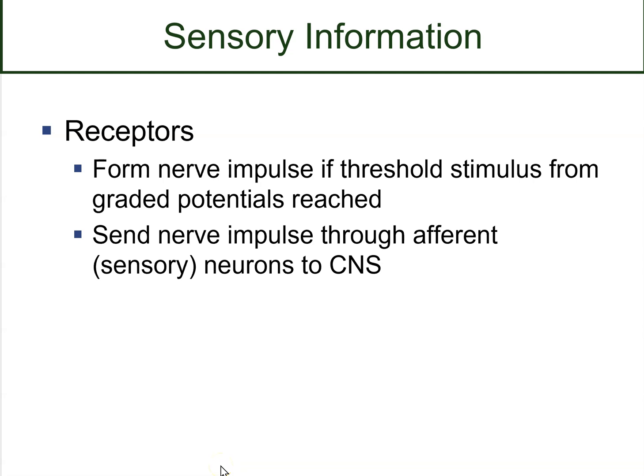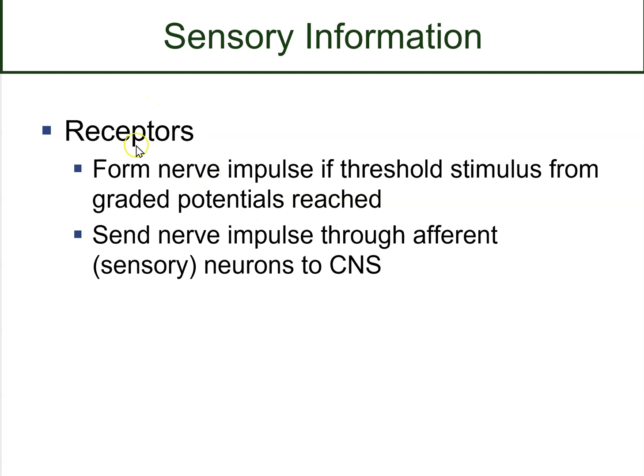Hi, in this lecture, we're going to start our study of the special senses. But before we do that, I just want a really quick review with you of receptors. Remember that a receptor is a structure that forms a nerve impulse, known as an action potential, as long as you have a threshold stimulus. Remember, they follow the all or none law. The graded potential occurs first, and if it's strong enough, then you get the nerve impulse.